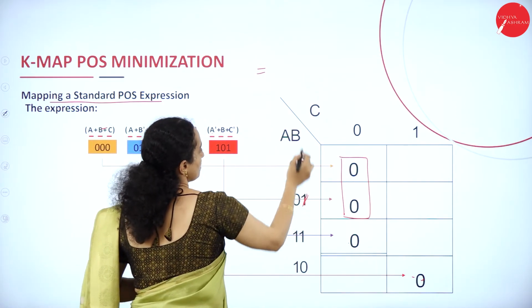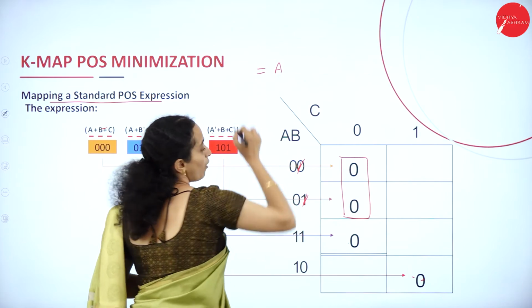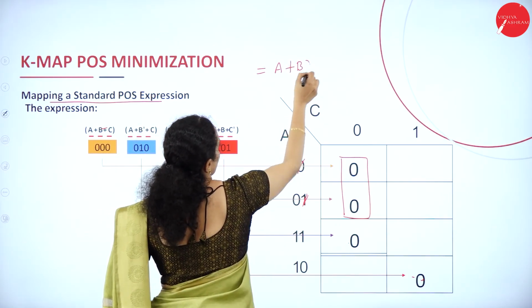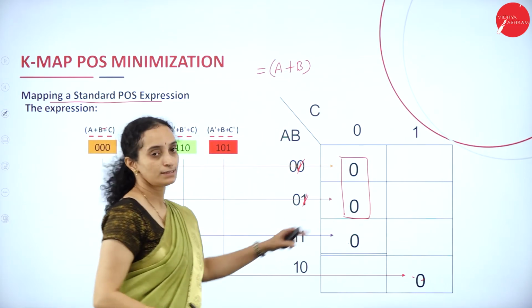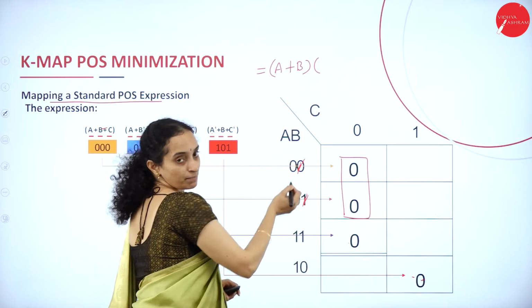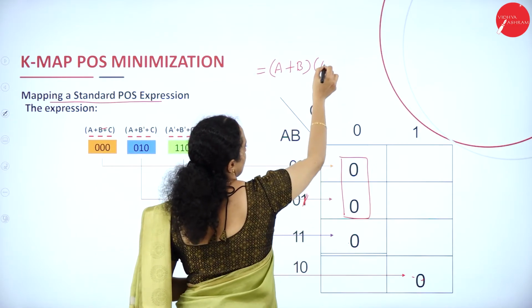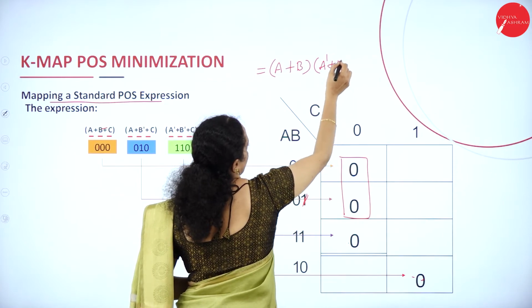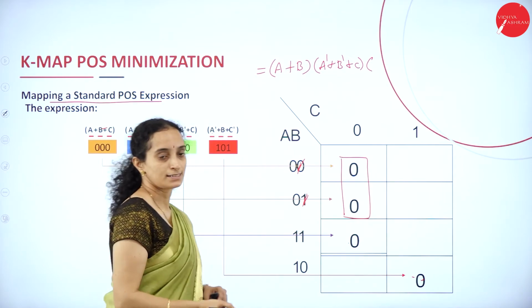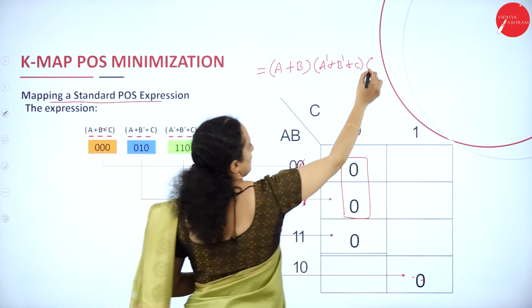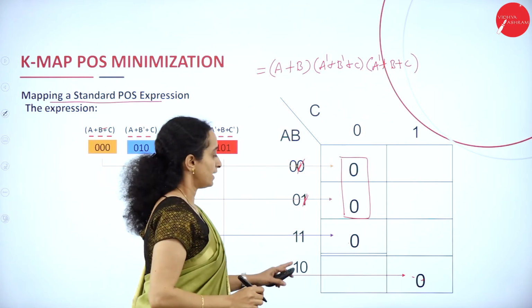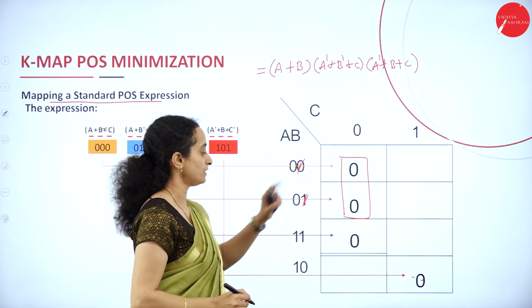So 0 and 1 will be cancelled. You get it in the form of product of sum. This is A plus B into this 0, that is A dash plus B dash plus C. A dash plus B dash plus C into this 0, it will be A dash plus B plus A dash plus B plus C.